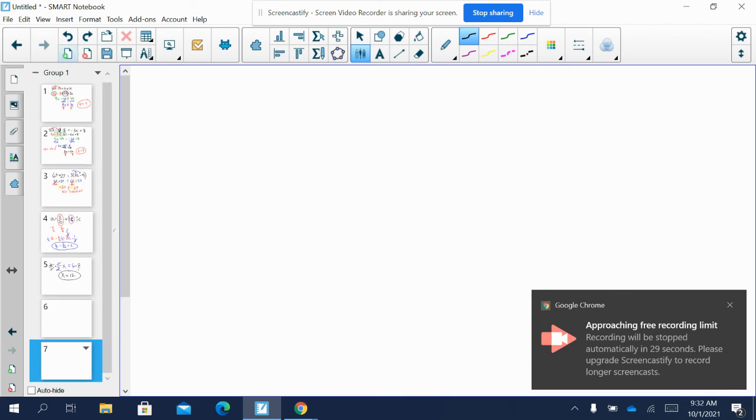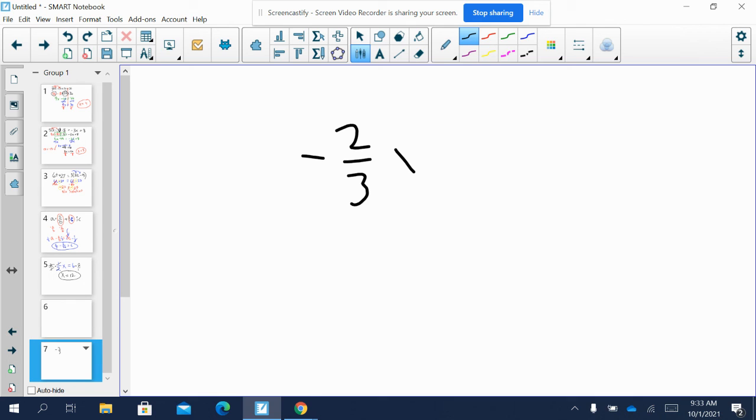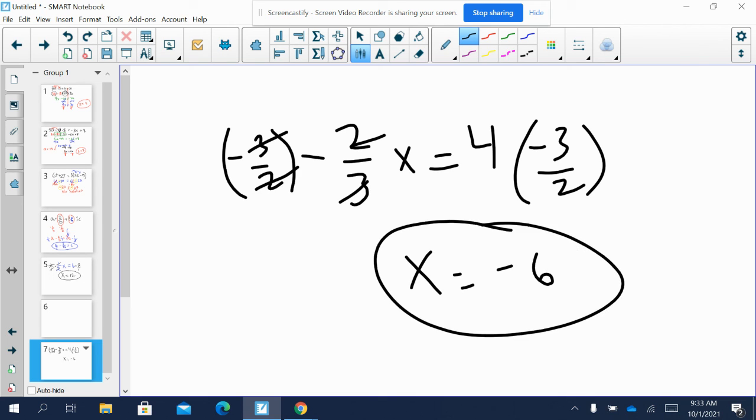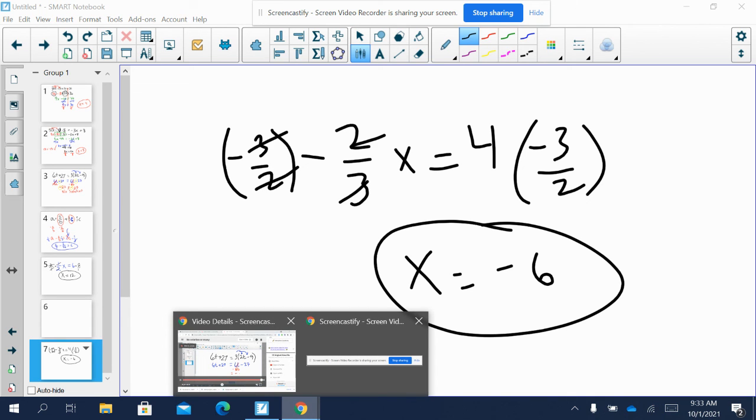It works this way too. Negative 2/3 x equals 4. If I multiply by negative 3 over 2, that's the inverse. These cancel. We get x is equal to negative 6, because it's 4 times negative 3 divided by 2. Alrighty.